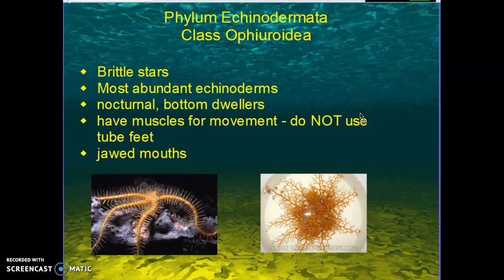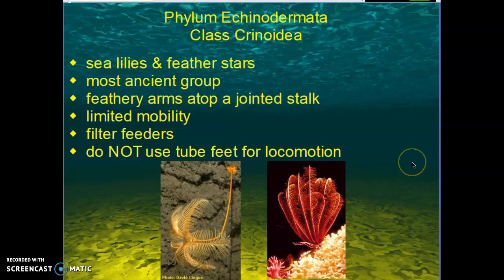Okay, the next group, these are your brittle stars. These are actually, in numbers, the most abundant, but most people don't see these very frequently. They actually have jaws, and they have muscles for movement. Look at this one here. It's actually pretty interesting. Okay, then the Crinoidea, these are your sea lilies and feather stars.